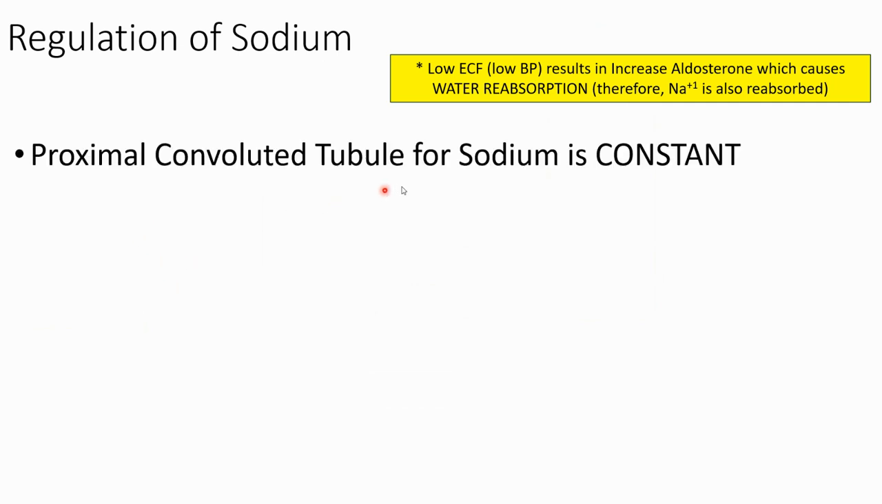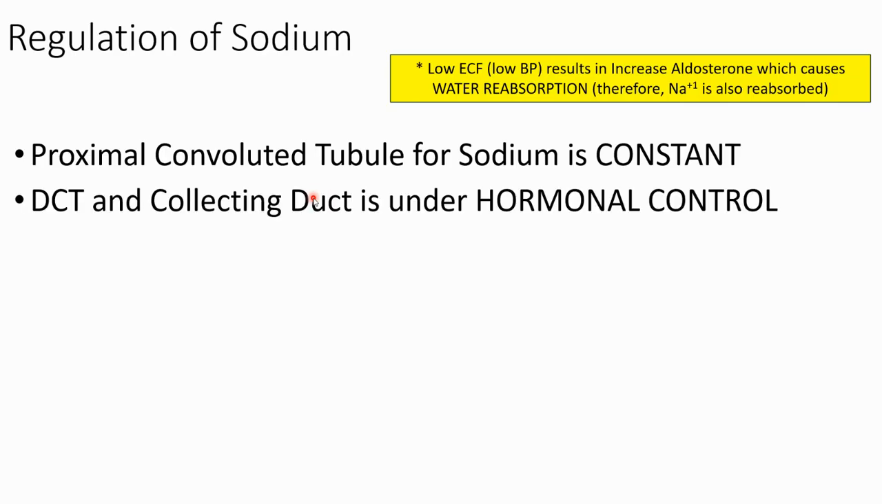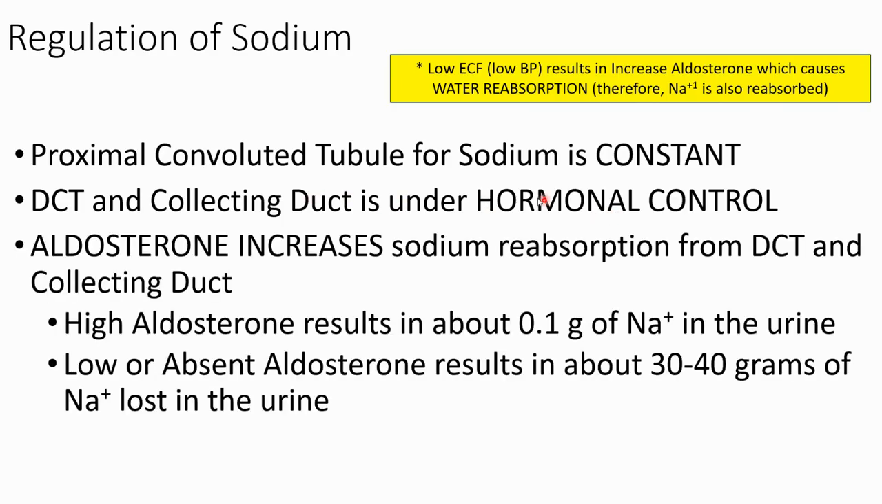So the proximal convoluted tubule for sodium is constant. So that means there's not going to be a lot of change in the concentration of sodium within the proximal convoluted tubule. The distal convoluted tubule and collecting duct, that's under hormonal control. Remember, antidiuretic hormone. So aldosterone increases sodium reabsorption from the distal convoluted tubule and the collecting duct. Aldosterone is another hormone that's involved, and if you remember, aldosterone has to do with the sodium and the potassium.